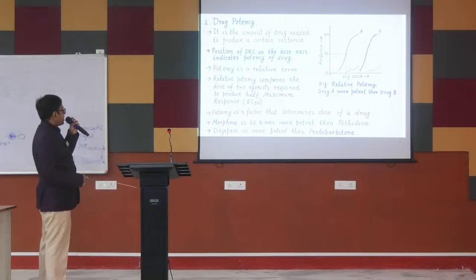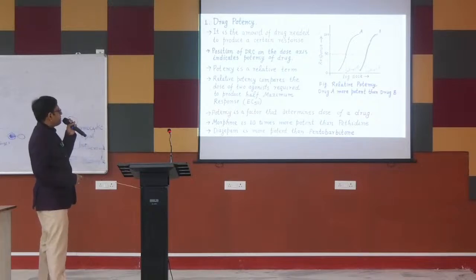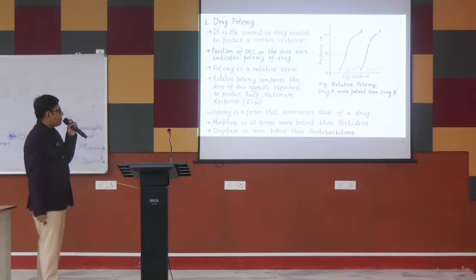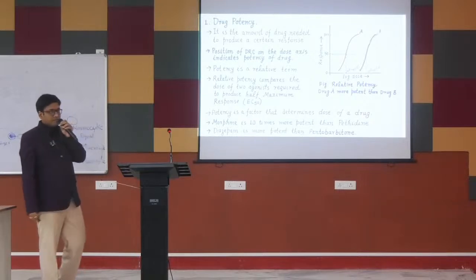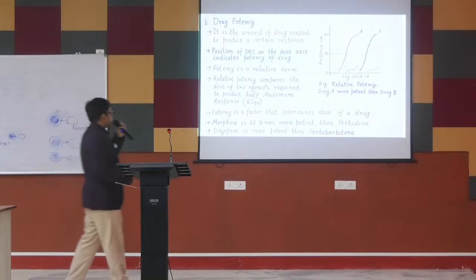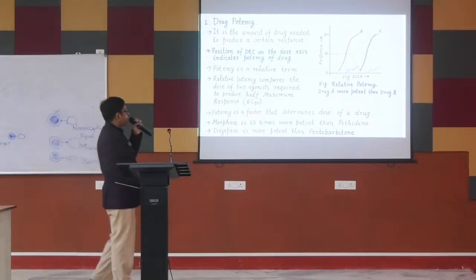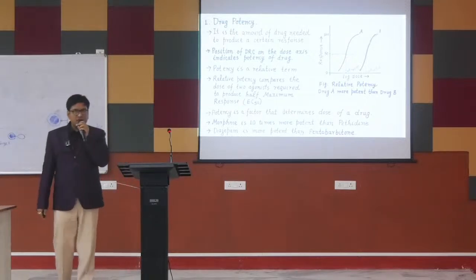Now, the dose of the drug that produces 50% of the maximum response. See, this is the dose which is producing 50% response. When you go up from here and then to here, you get 50%. So, the dose of the drug that produces 50% of the maximum response is actually the potency.